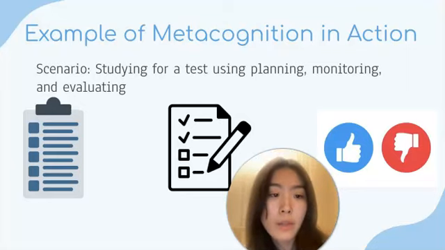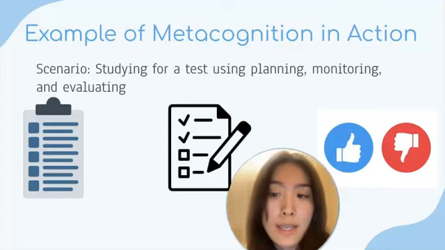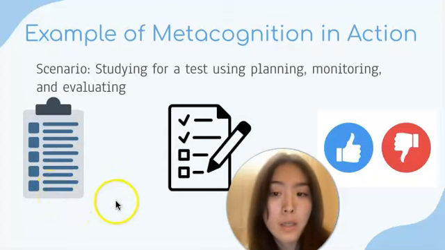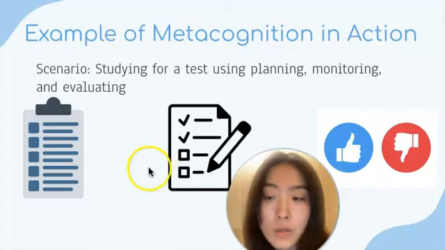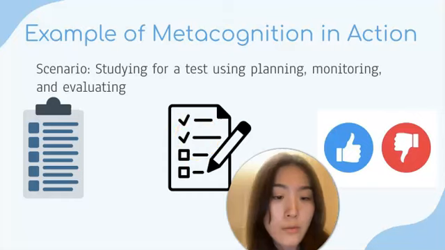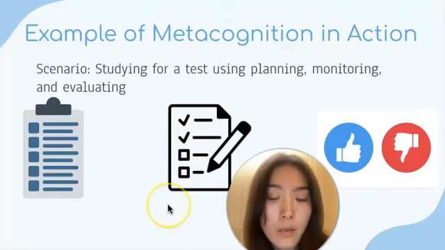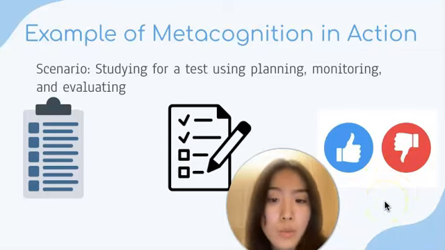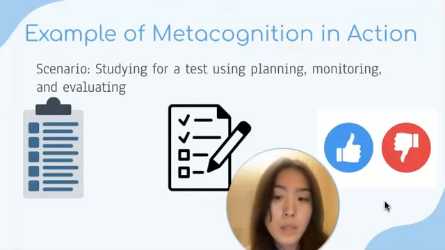Now let's think of a quick example. So imagine a student studying for a test. First, they will plan by creating a checklist of the topics to cover. As they study, they monitor by stopping to ask, do I understand this section? So they will check off what they did and what they understand. And finally, after they finish, they will evaluate by reflecting on what worked and what didn't. So this process helps them understand their strengths and areas for improvement.